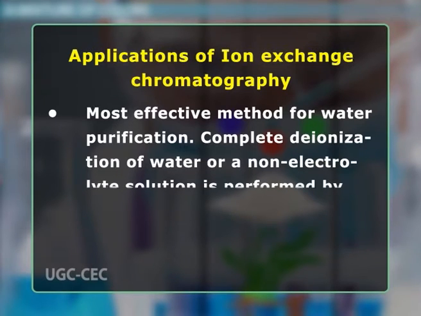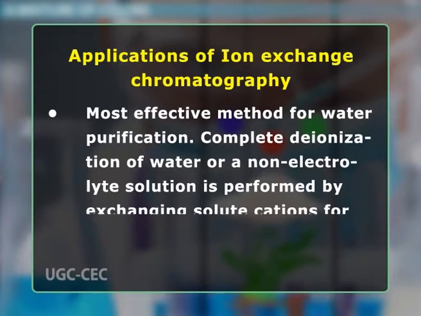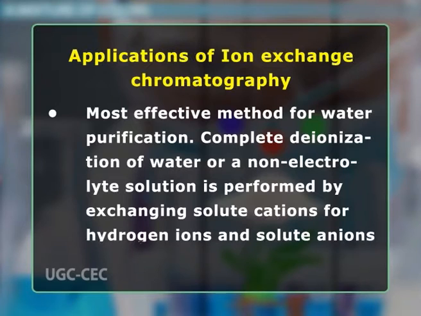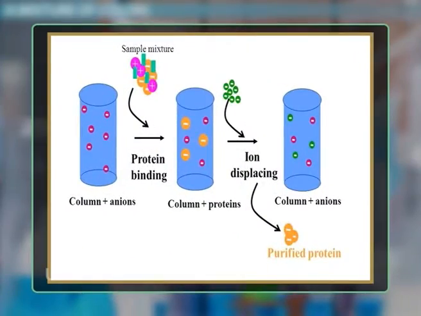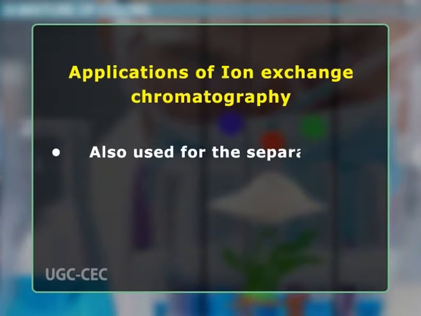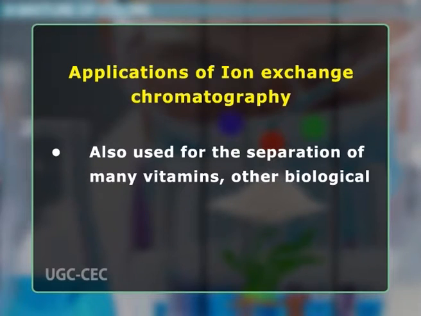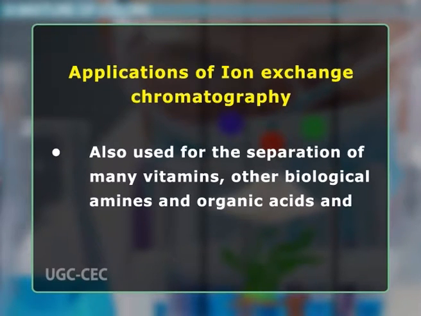Complete deionization of water or a non-electrolyte solution is performed by exchanging solute cations for hydrogen ions and solute anions for hydroxyl ions. This is usually achieved by the method used for softening of drinking water. Proteins are also successfully separated by this technique. It is also used for the separation of many vitamins, other biological amines and organic acids and bases.